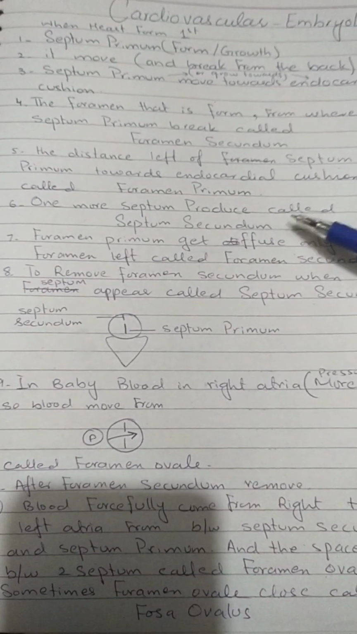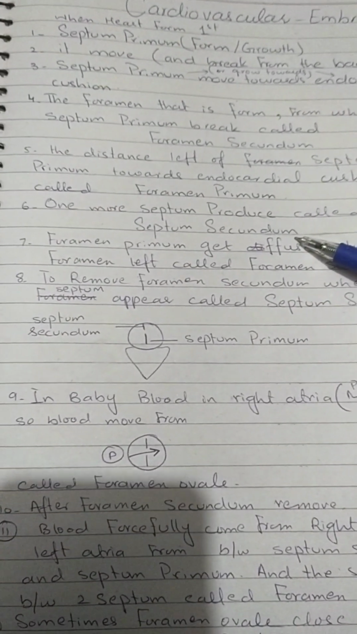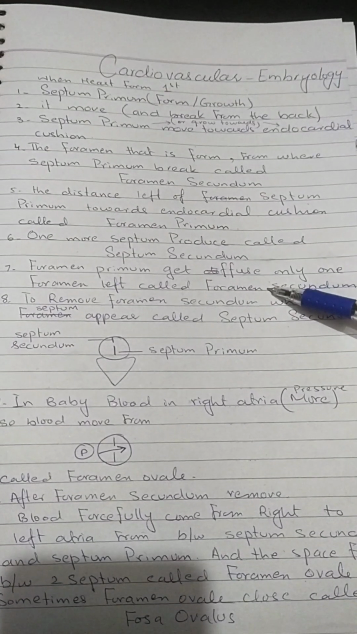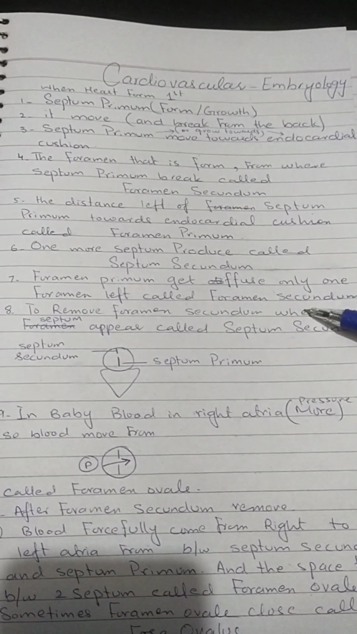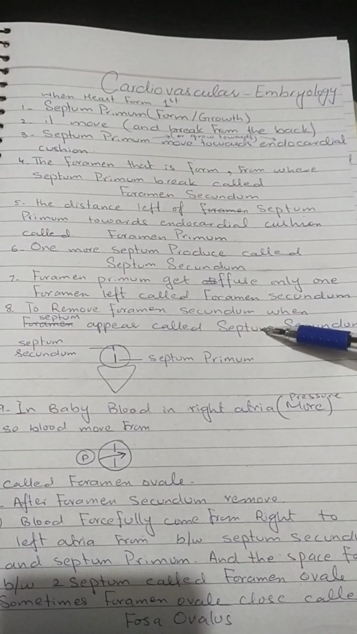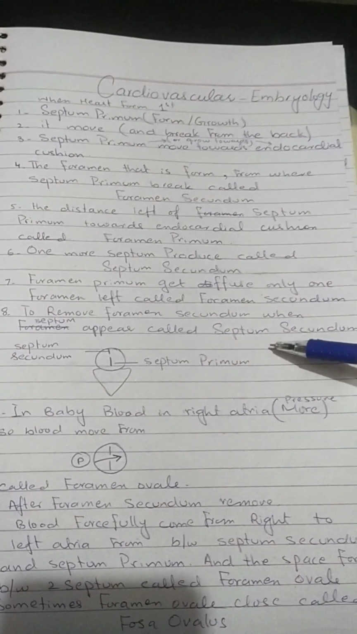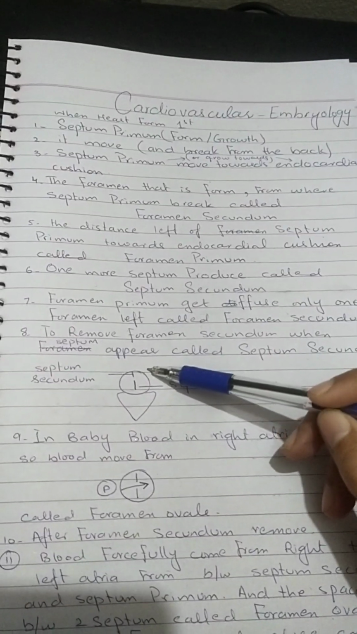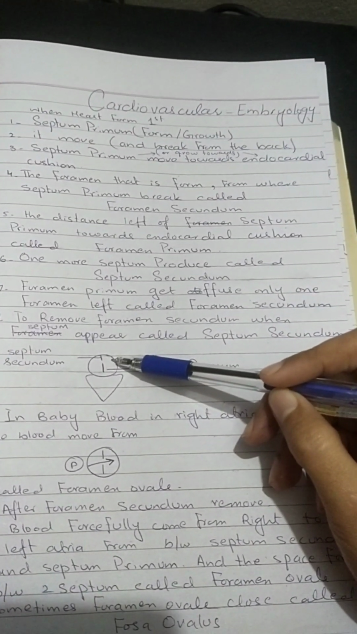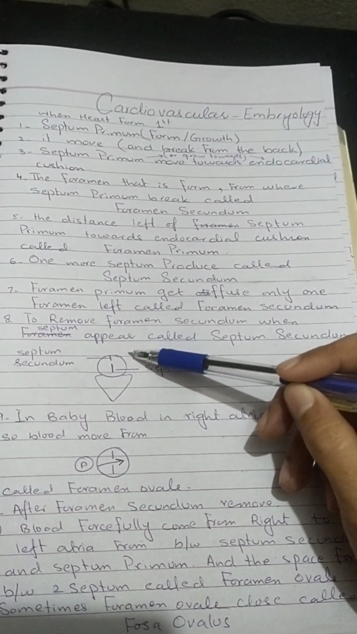One more septum is produced, called septum secundum. Okay, they fuse and only one foramen is left, called foramen secundum. To remove foramen secundum, a septum will appear, called septum secundum. So here the septum secundum will appear to remove foramen secundum.